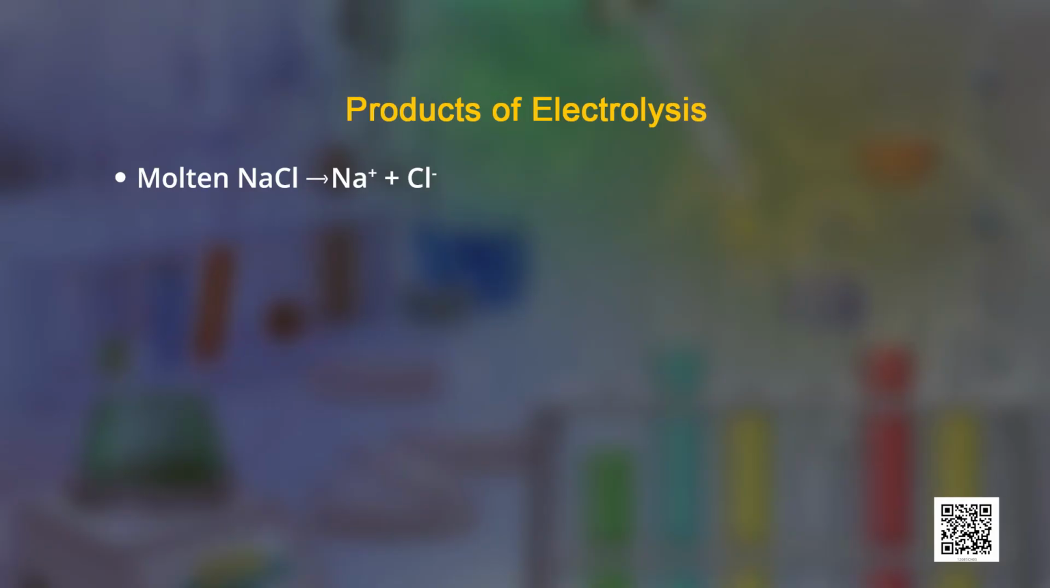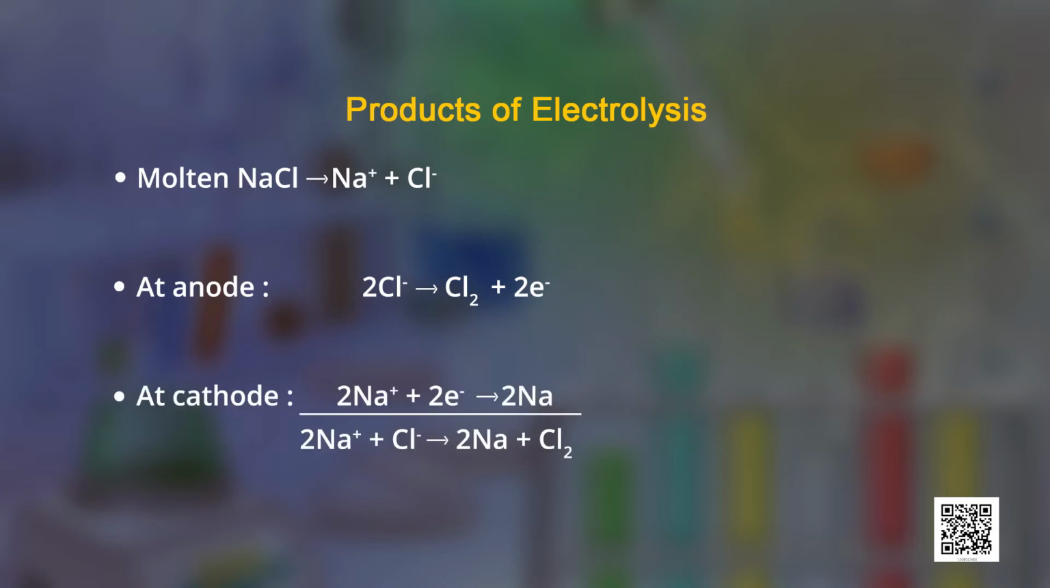Molten sodium chloride is an ionic electrolyte, which gives us the reaction as molten sodium chloride breaking into sodium ions and chloride ions. At the anode, chloride ions undergo oxidation by losing electrons, while at the cathode, sodium ions gain electrons and undergo reduction. Hence, sodium metal deposits at the cathode and chlorine gas evolves at the anode.